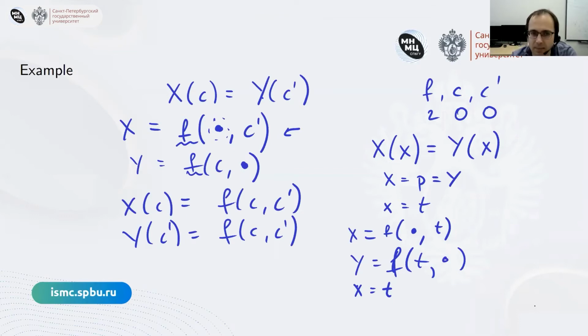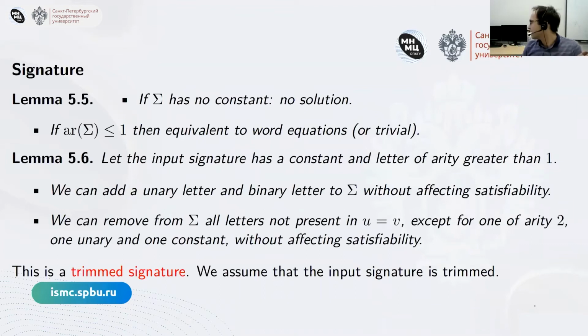Okay, so the signature somehow matters. But I would like to say that this is the only reason, the only moment in which it matters. So that perhaps we need to add some binary symbol, and later on I would like us to forget about the signature. Just look at the letters which are in the equation and say that this is fine. Okay, and why is that? So there are a couple of simple observations.